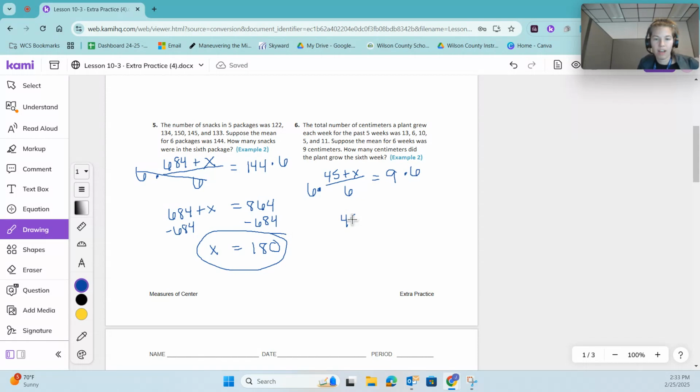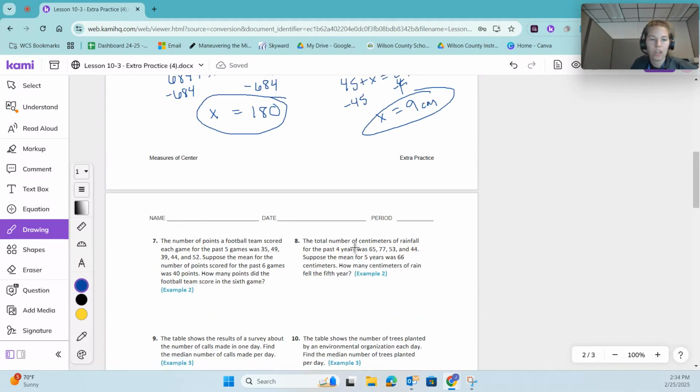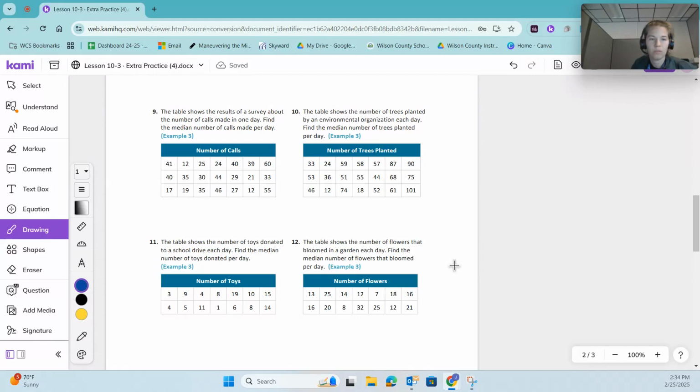So 45 plus x equals 54. You can probably do that one quickly in your head, but x equals 9. So on the 6th week, the plant grew 9 centimeters. You can try numbers 7 and 8 on your own there.